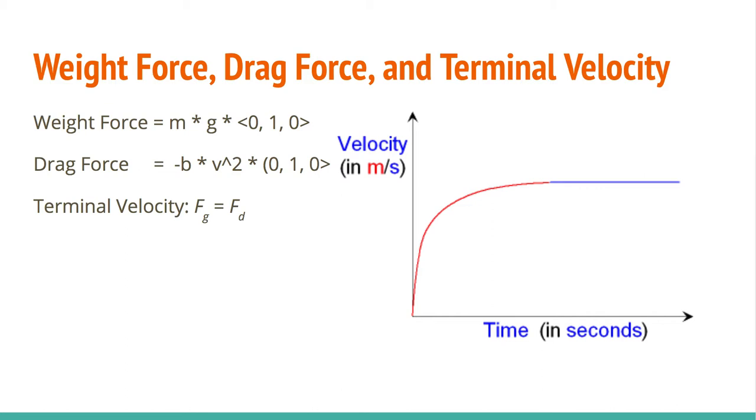Finally, terminal velocity occurs when the downward force of gravity, Fg, is equivalent to the restraining force of drag, Fd, plus the buoyancy. For our purposes, we will not be using buoyancy, so the definition can be simplified to Fg is equal to Fd.